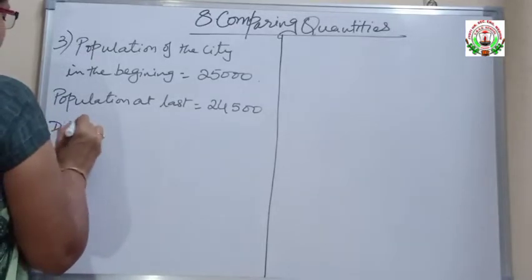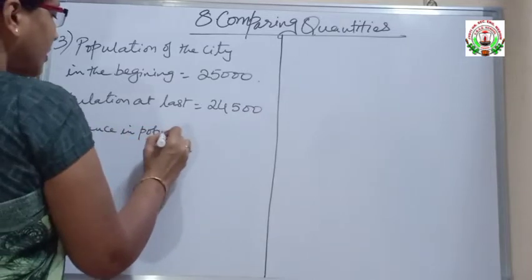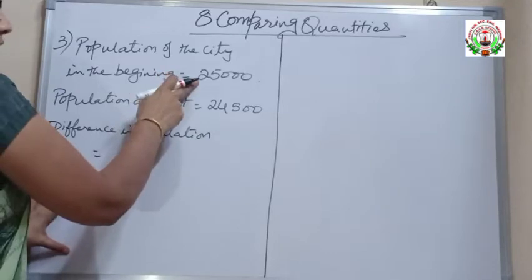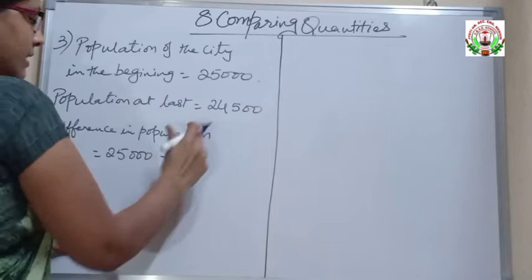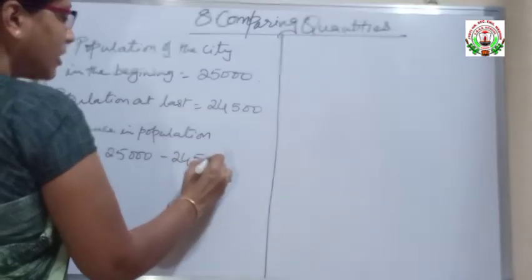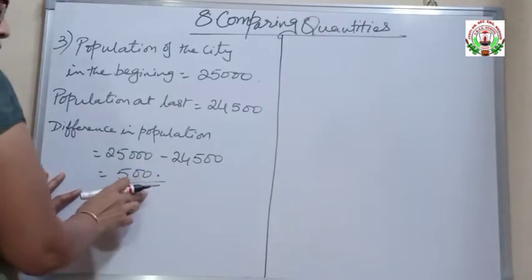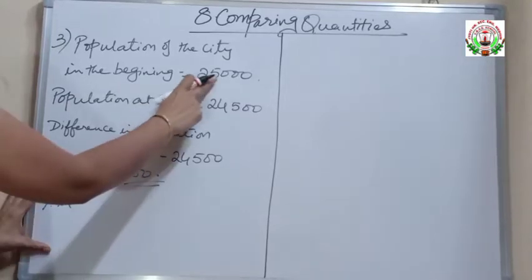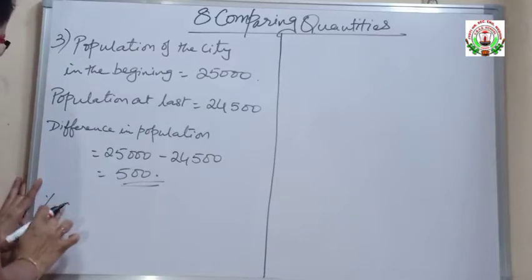So here difference in population will be the original population, that is 25,000, minus the last ending population, that is 24,500. So here it is 500. So we are going to use this. Now percent in decrease. You can see that 25,000 has decreased to 24,500. So decrease percent. Let us write the decrease percent.